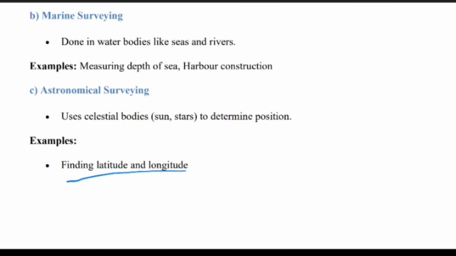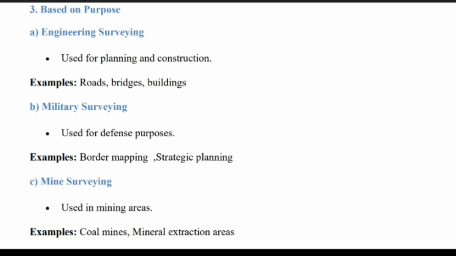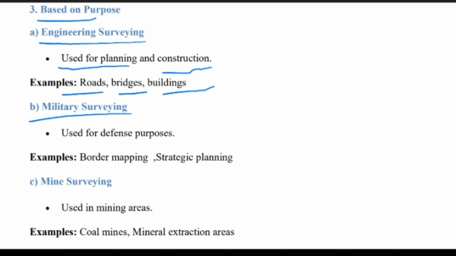For example, we can find the latitude and longitude of the earth. Based on purpose, we can classify engineering surveying, which is used for planning and construction of roads, bridges and buildings. One more is military surveying, which is based on defense, such as border mapping and strategic planning.